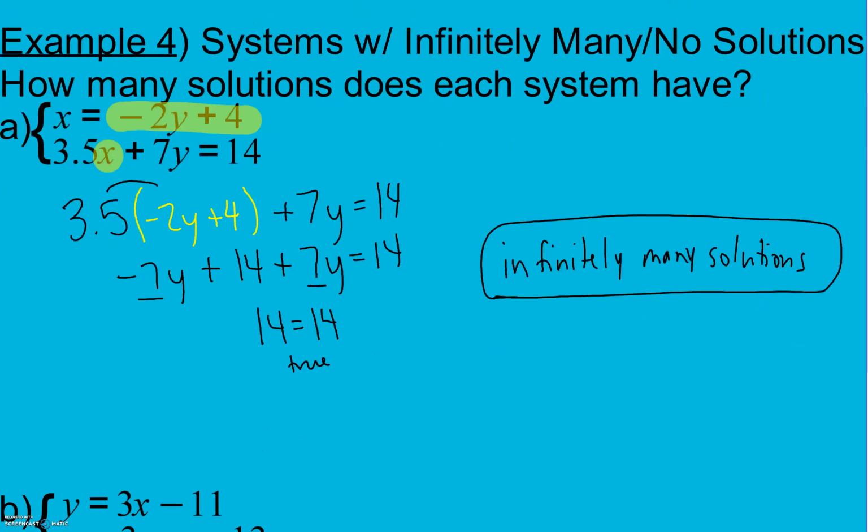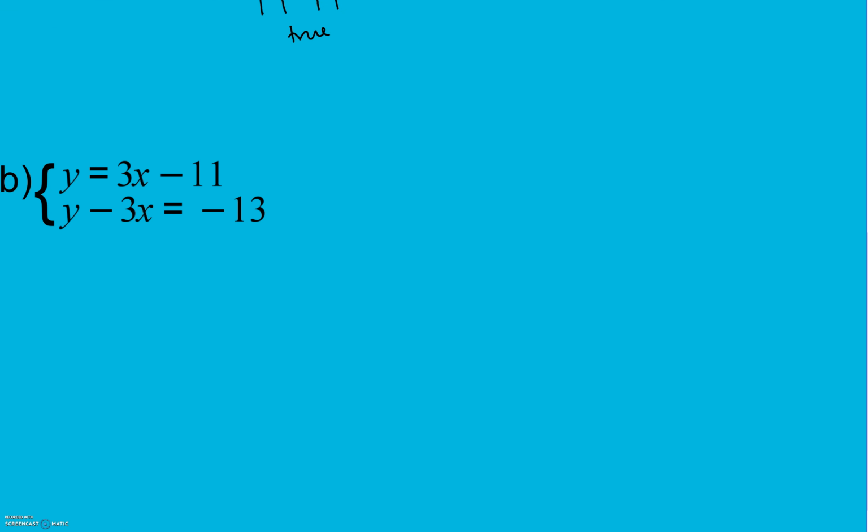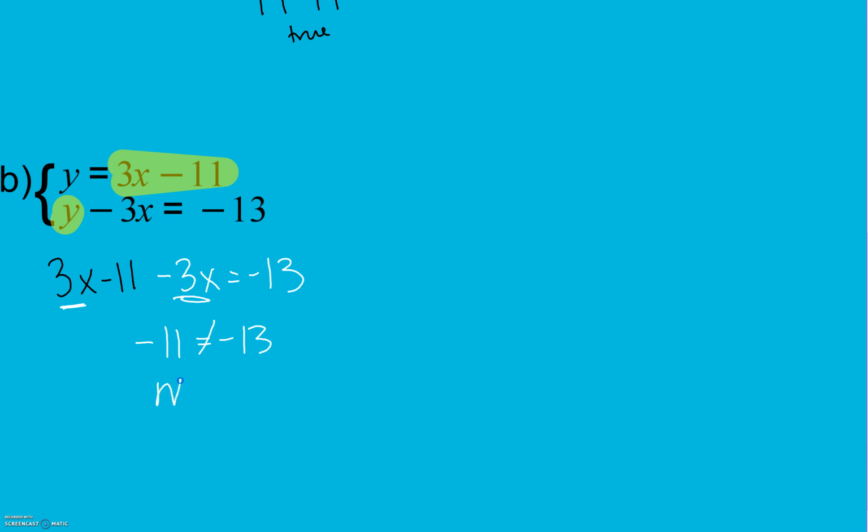Okay, now in B, we know that y is 3x minus 11. So we can substitute that into our second equation. And the rest of the equation stays exactly as it's written. When we combine our like terms here, 3x minus 3x gives me 0x. Negative 11 equals negative 13, which is not true. So this is no solution.